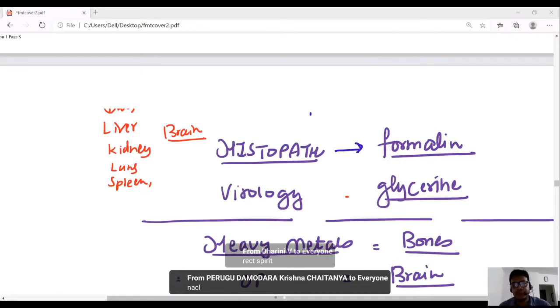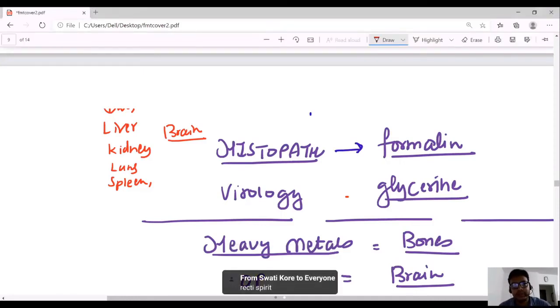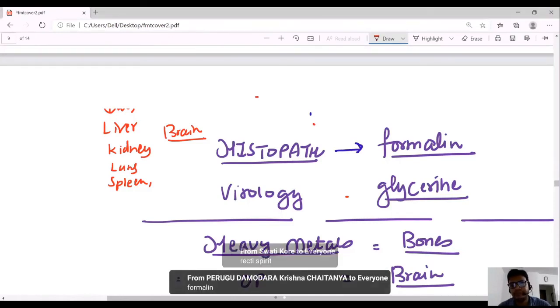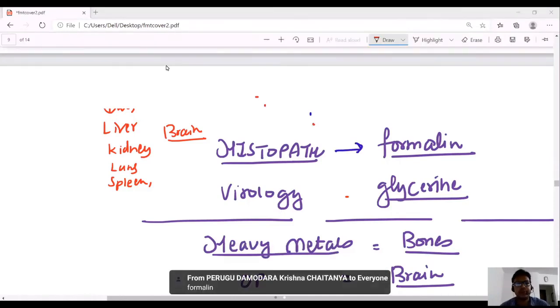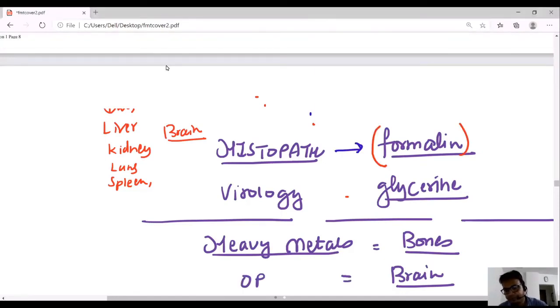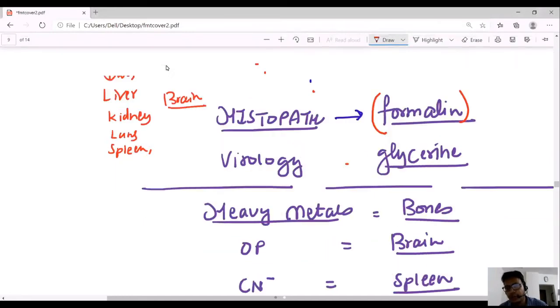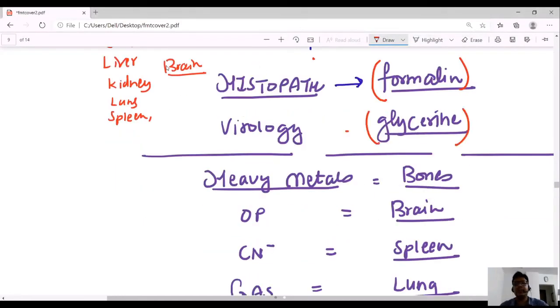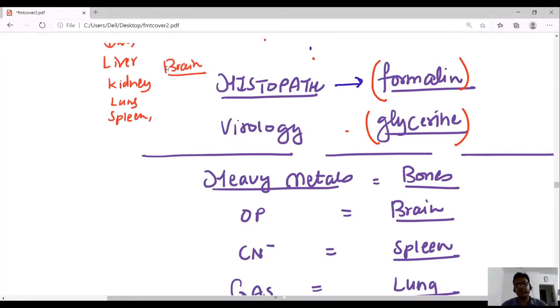For histopathology, the preservative is formalin. For virology of organs, the preservative is glycerin. Histopathology, we use formalin. For virology, we use glycerin.